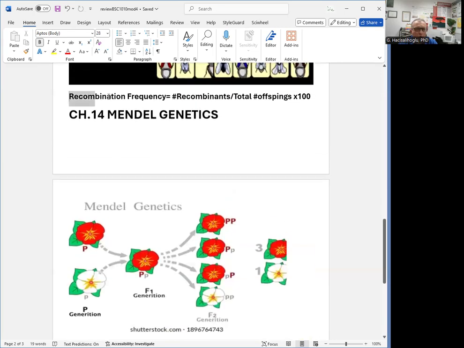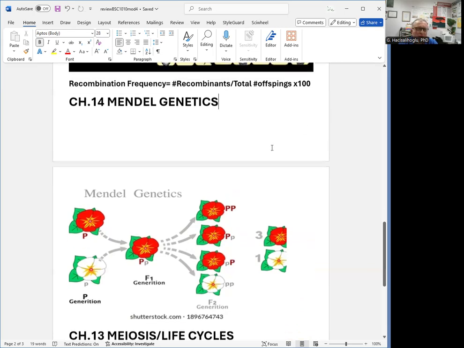There is also this formula: recombination frequency equals the number of recombinants divided by the total number of offspring times 100. That can be converted to a physical distance on a chromosome, and that can help us find the locations of specific genes on a specific chromosome and map those genes.